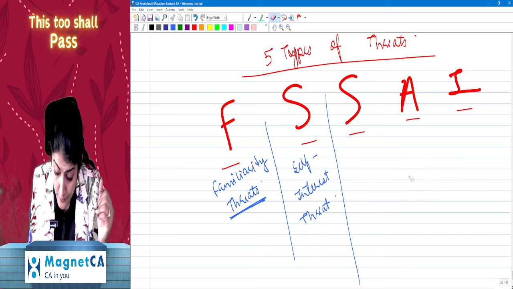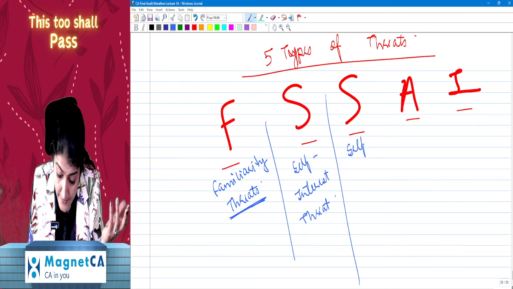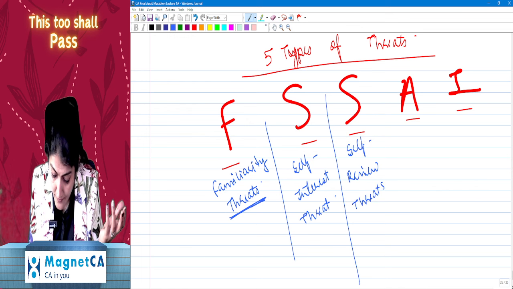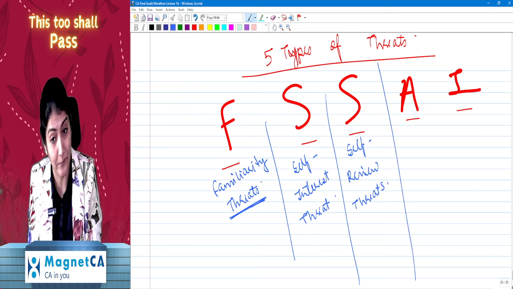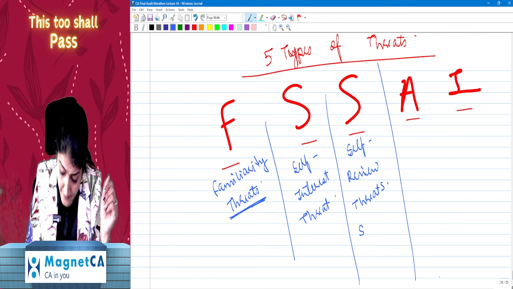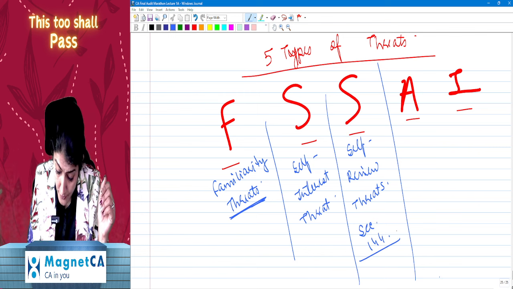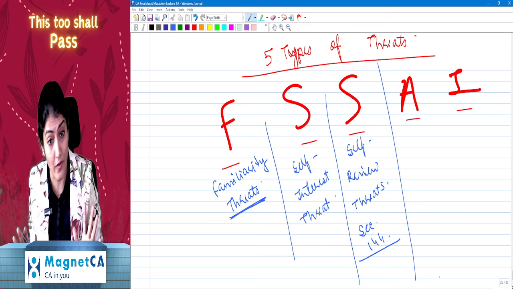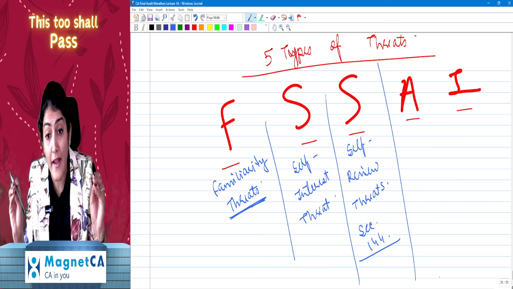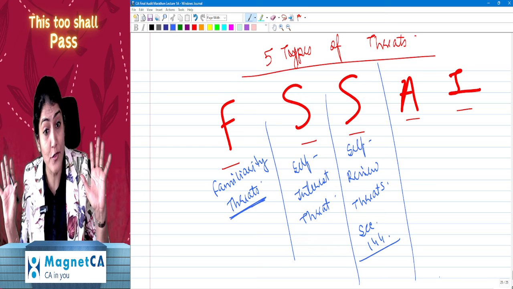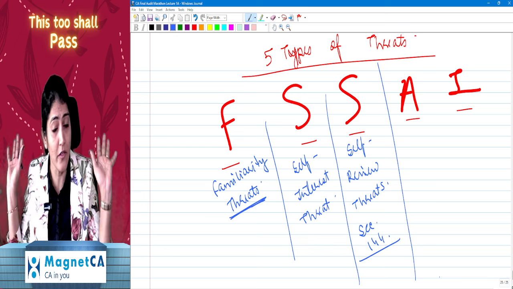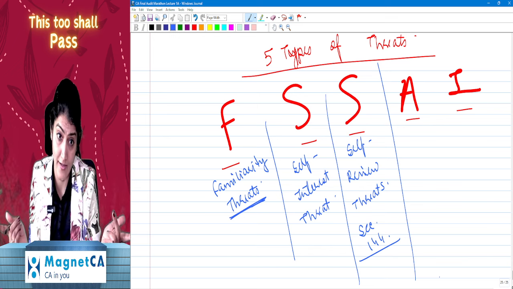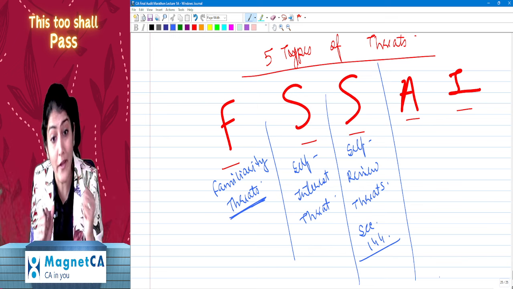Then the self-review threat, where the maker-checker concept is getting violated. I have prepared the books of account of the client and now I am auditing them. For the self-review threat, that is why we have section 144, auditor not to render certain services: accounting and bookkeeping, internal audit, design and implementation of financial information system, outsourced financial services. A statutory auditor is not to do all of this. Why? Because it's a self-review threat. Maker-checker will get violated.